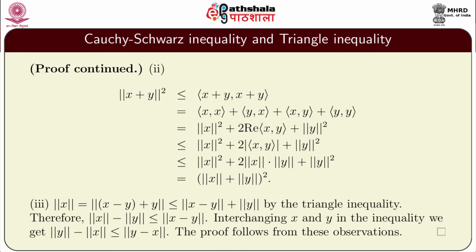Now, we prove part 3, which is a straightforward application of the triangle inequality. So, let us start with norm of x, rewrite it like this: norm of x minus y plus y, apply triangle inequality to get less than or equal to norm of x minus y plus norm of y, and therefore what we get is norm of x minus norm of y is less than or equal to norm of x minus y.